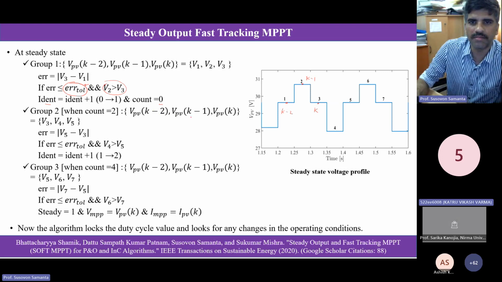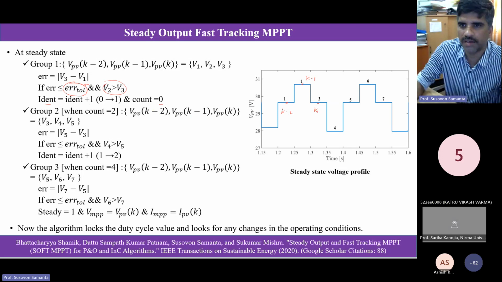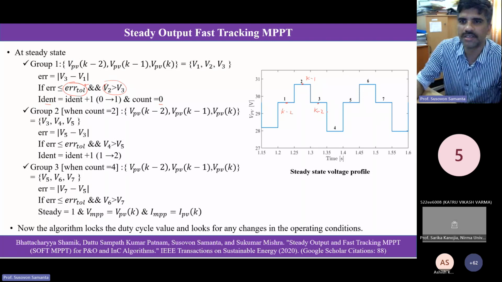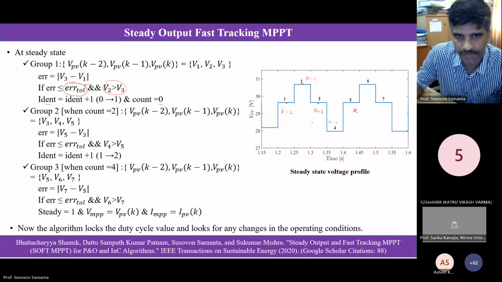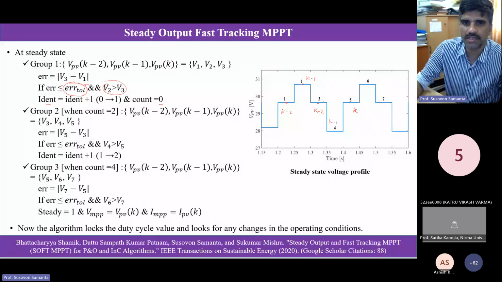K minus 2, K minus 1. So here we have this K minus 2. Now at this point, when the count is 2 means I am here, here, and then I reached here. This is K minus 2, this is K minus 1, and this is your new K. Which is, as I said, this is V3, V4, V5. So count is 2 means I am starting from here. This is 0, this is 1, this is 2. Okay. And I am checking V5 minus V3.